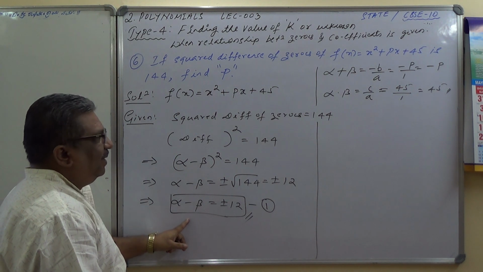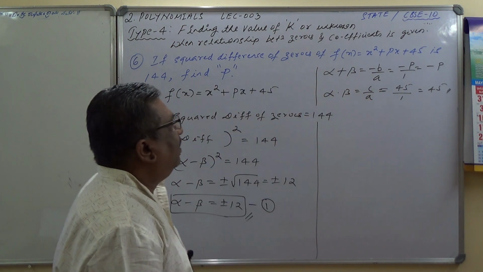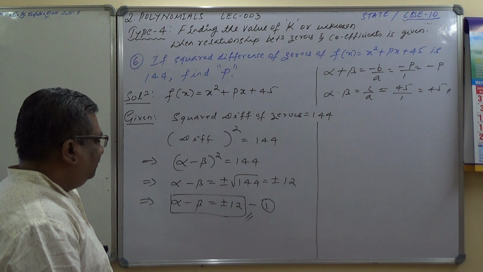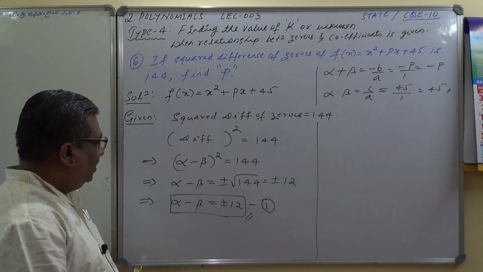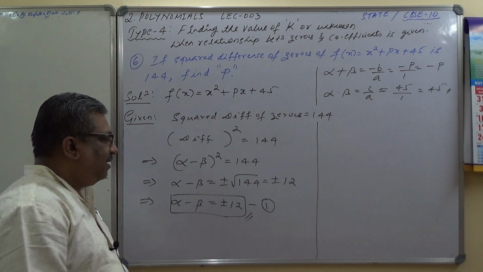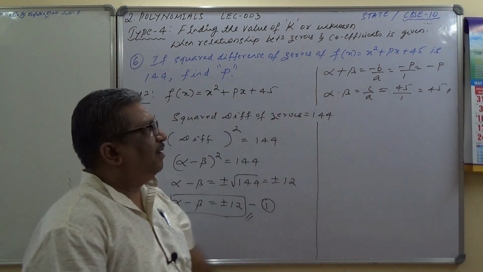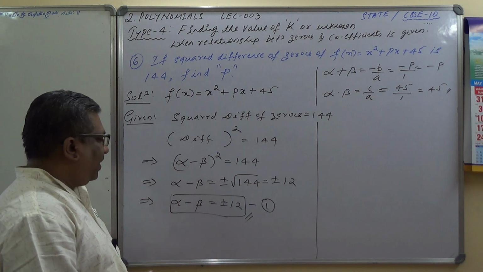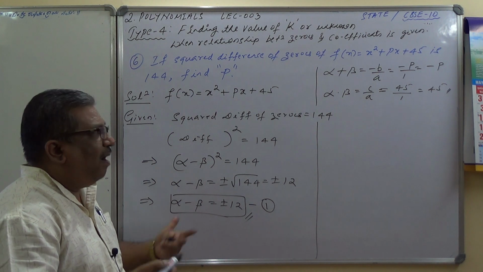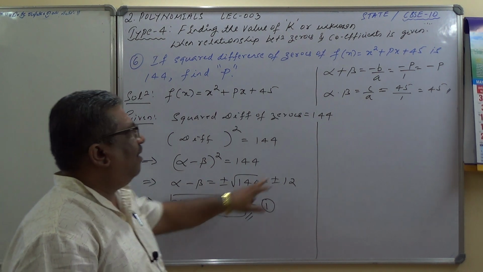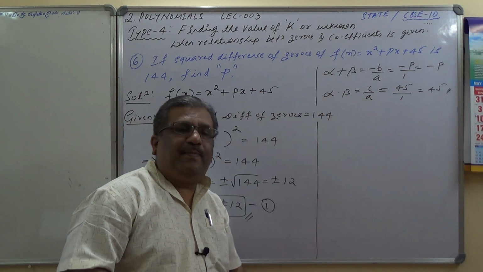Now I know alpha minus beta, and alpha plus beta is minus p. Now what to find out? How to find out? I don't know what is to be done now. Alpha minus beta is given as plus or minus 12, and alpha plus beta is minus p. So I must be able to express alpha minus beta in terms of alpha into beta, or somehow find the value of alpha beta. Then I can substitute here to get the value of p. So let me try one way.